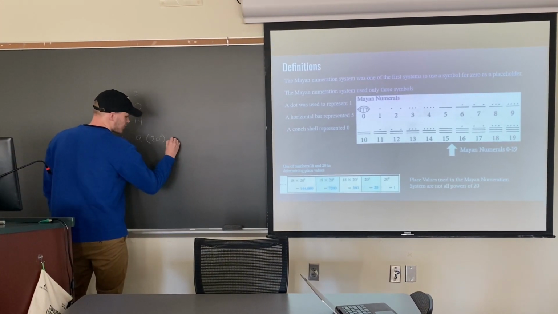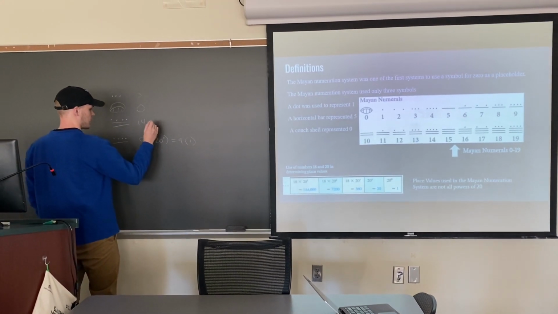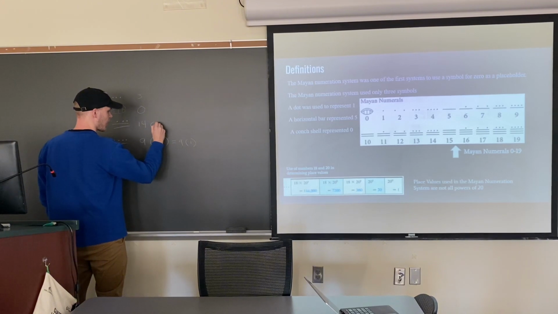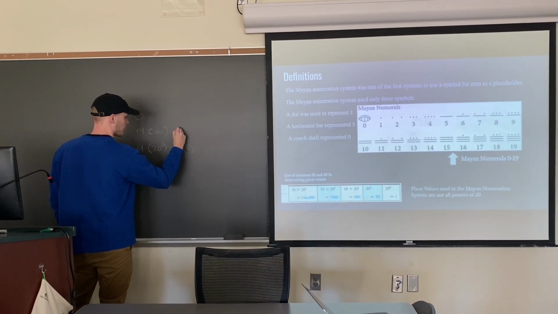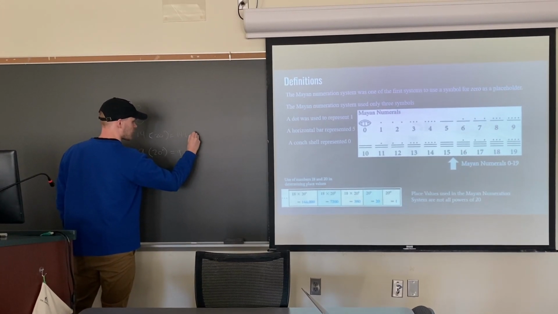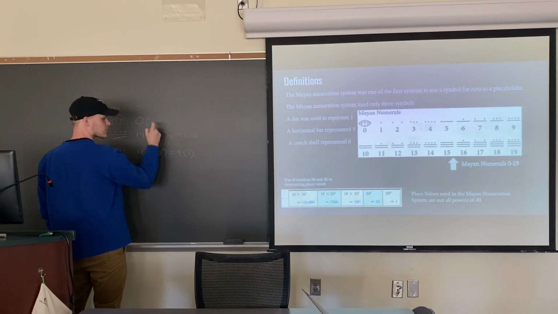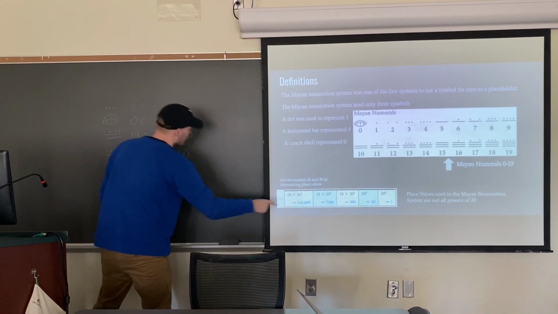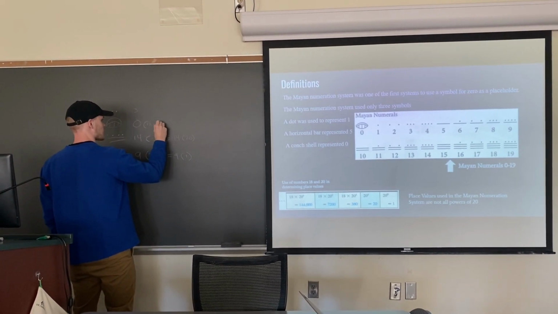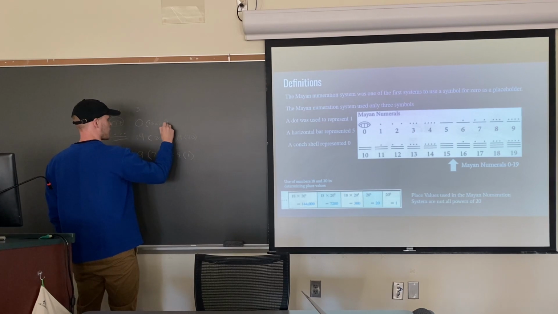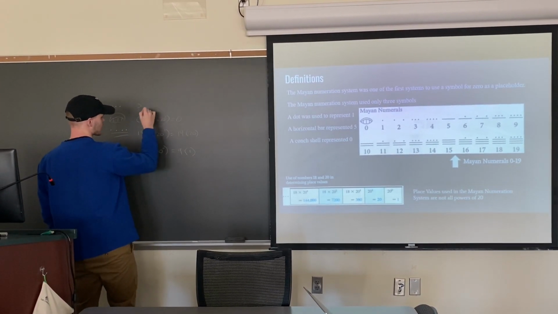Which is going to be the same as multiplying it times 1. Here, we're going to multiply it by 20 to the 1, which is going to be the same as multiplying it by 20. Here, this is where things start to get a little weird because our base system changes. We have 18s in here now. So this is going to be 18 times 20 to the first, which is going to be equal to 0 because we're multiplying by 0 here.